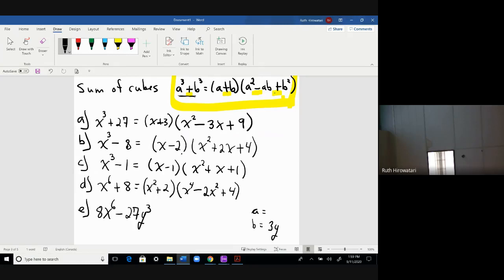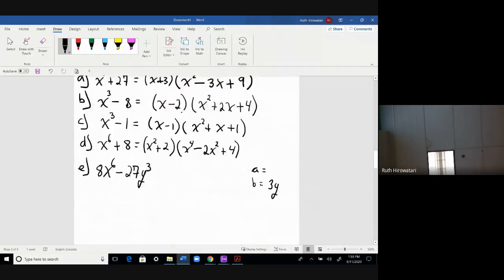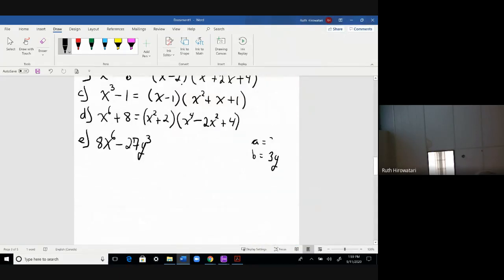I think it's easy to see that your b would be 3y, because 3y times 3y times 3y gives me the 27y cubed. For the 8, if I were to cube 2, I would get 8. What would I have to cube to get x to the 6th? We just talked about this in our last example. So 2x squared. Now try to follow the pattern for your difference of cubes: signs that are the same, signs that are the opposite, and the last one is positive.